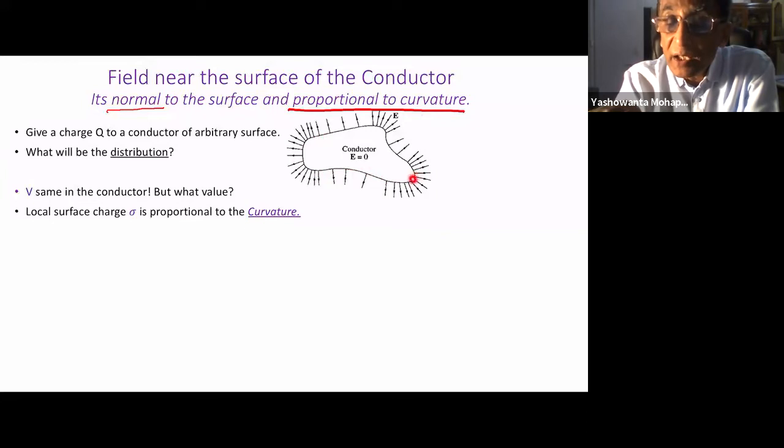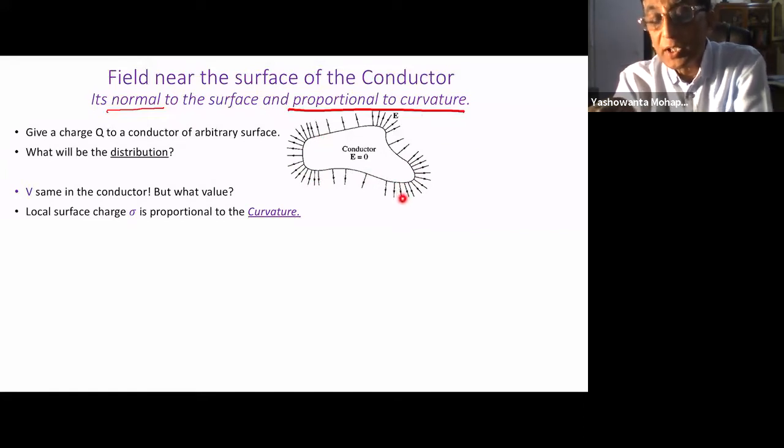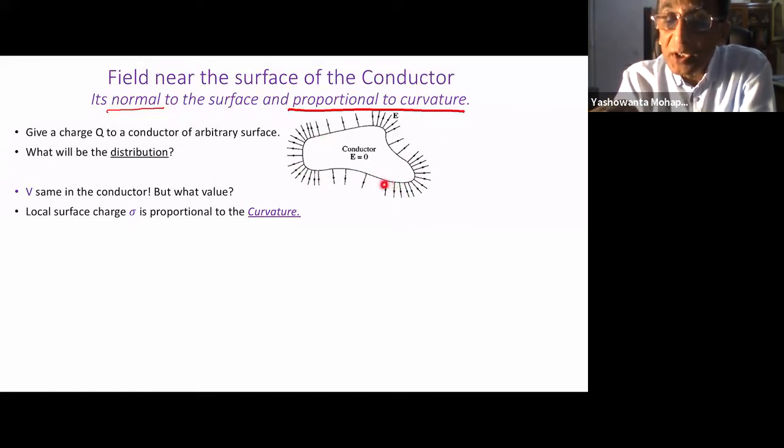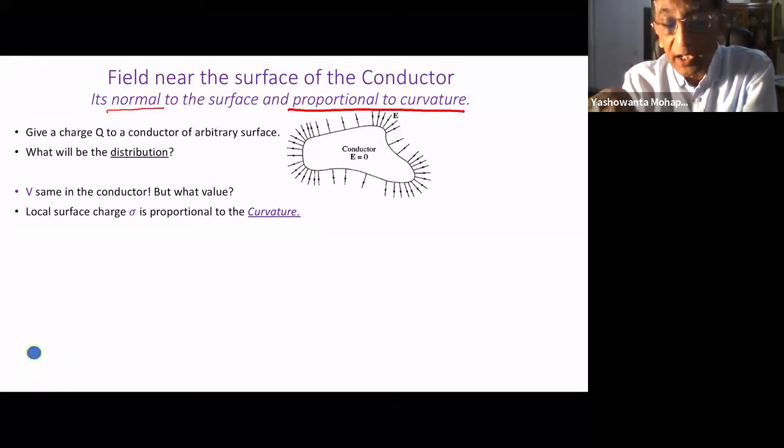This is even more curvature, and hence it is normal to the surface. I'm plotting just outside. Of course, beyond that it will be changing, depending on what is there in the environment. But just outside it is normal and is proportional to the curvature. So qualitatively we can at least say that.